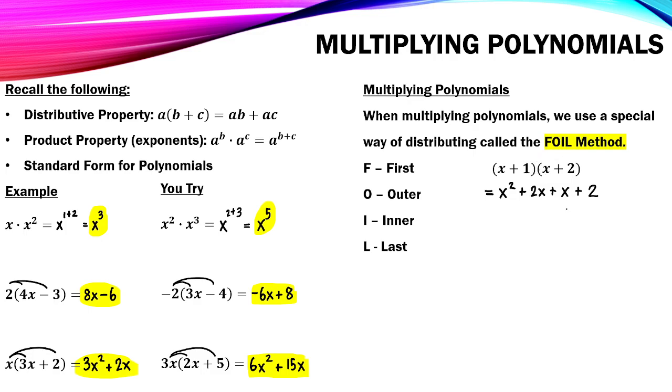Now, once you do the FOIL, notice here that this is kind of like yesterday's lesson. We just want to start combining like terms together. So if I look at this, the only things we could combine are the 2x and the x. So when I write that and combine those together, this would give me x squared plus 3x plus 2. And this would be our answer for multiplying these two polynomials together.